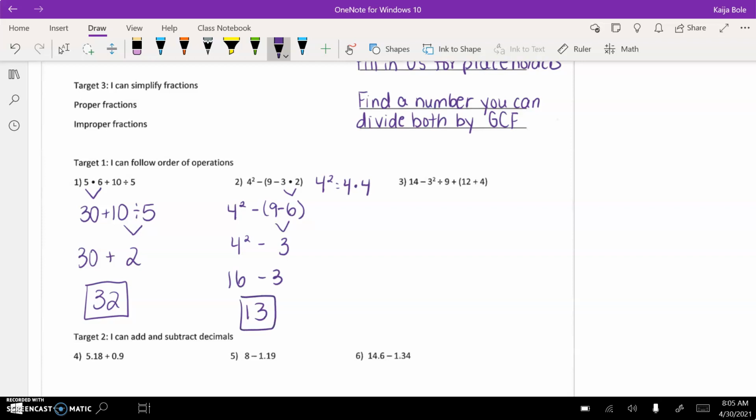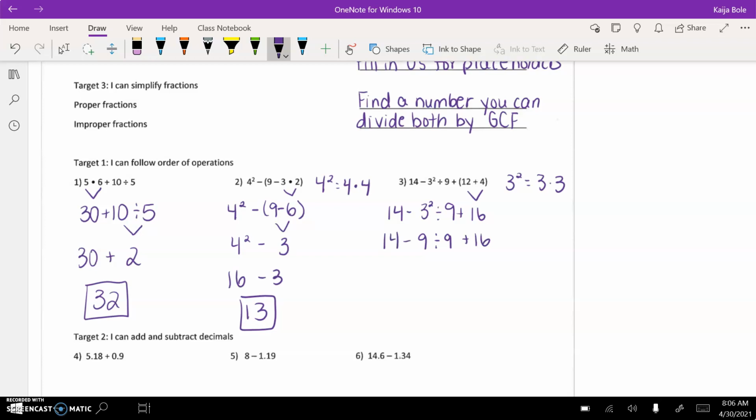And then in the last one, I've got P for parentheses first, so 12 plus 4 is 16. Bring down everything else. And then done with parentheses, I'm now onto the exponents. And remember, 3 squared is not 6. It is 3 times 3, which is 9. I'm going to bring down everything else. See how I'm working straight down.